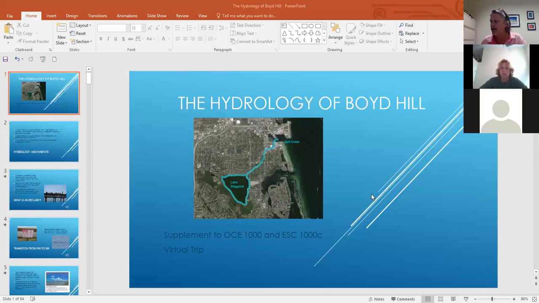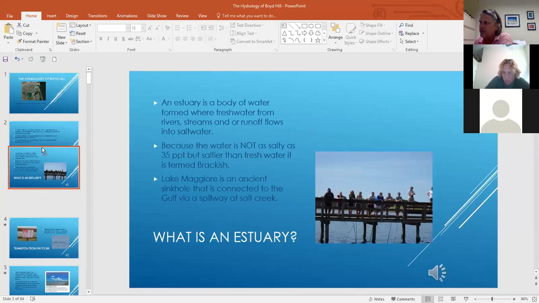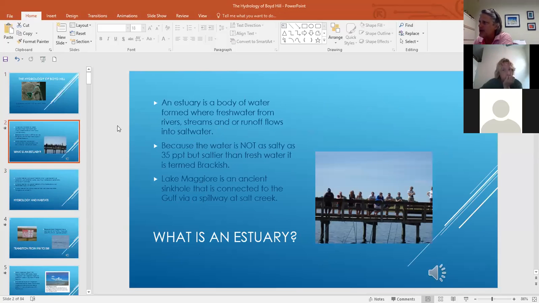Perfect. All right. So again, this is the image from the assignment just to show you. There's the airport, downtown St. Pete. There's Salt Creek. Salt Creek leads into Lake Maggiore. There's a little spillway there. Water does flow into and out of that. So it is an estuary. Okay, so an estuary is a body of water where fresh water flows into salt water.